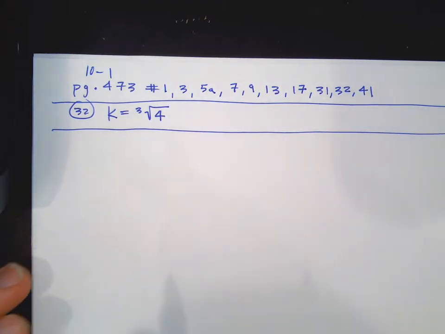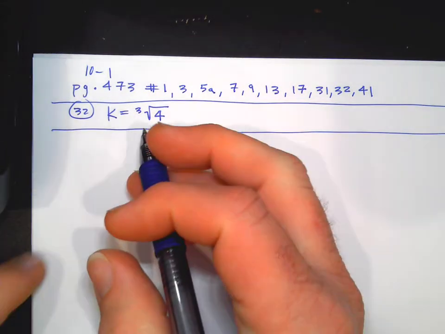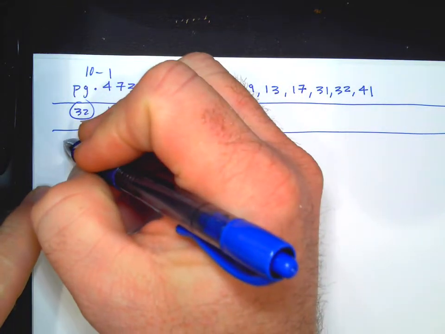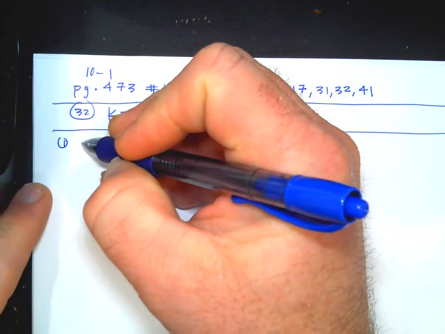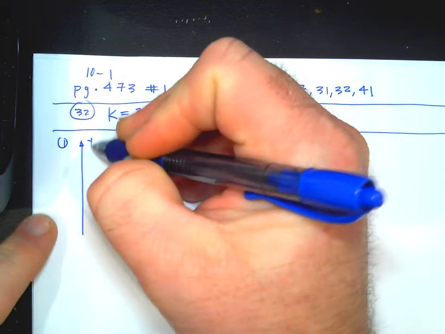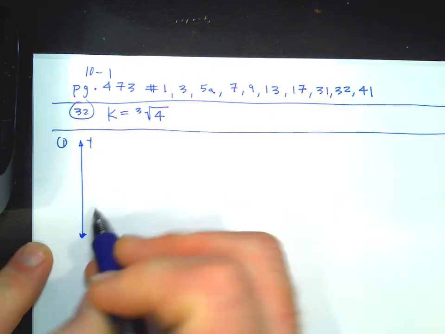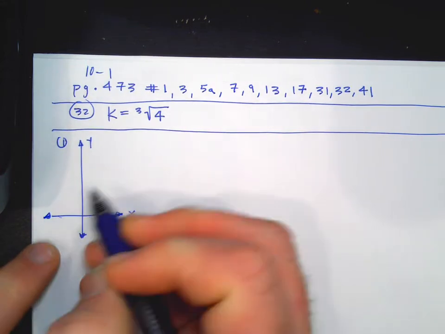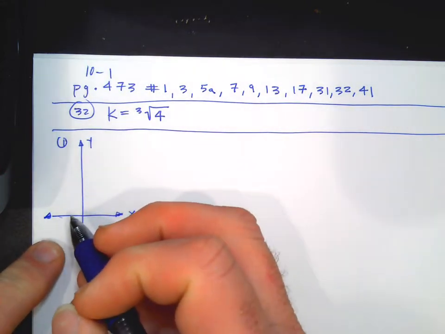Some of them came with pictures, and I personally would draw them real quick. It helps you to kind of set things up. So number 1, the picture looks kind of like this. Quick sketch. You're finding the area of the shaded region.